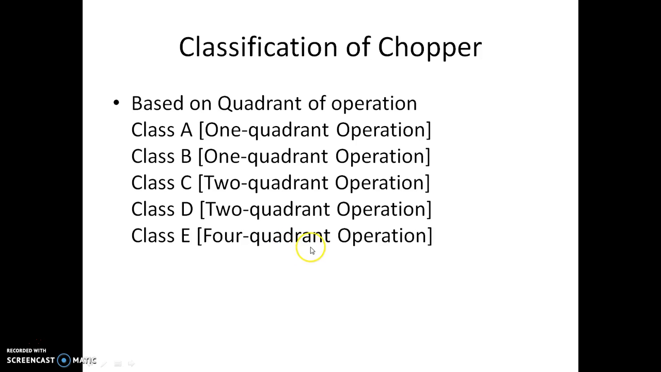And class E chopper is the last type of chopper. It is also known as four quadrant operation. In this class E chopper, we get all the 4 quadrants, that is first quadrant, second quadrant, third quadrant and fourth quadrant. Normally the first quadrant operation is known as forward motoring, the second quadrant operation is known as regenerative braking, the third quadrant operation is known as reverse motoring, and the fourth quadrant operation is known as reverse regenerative braking.